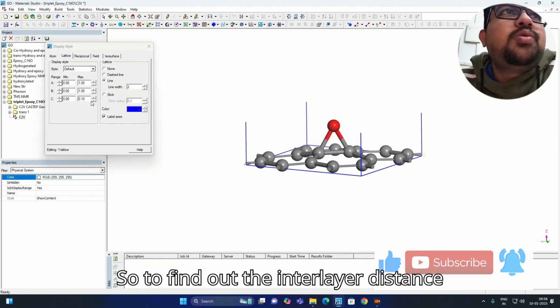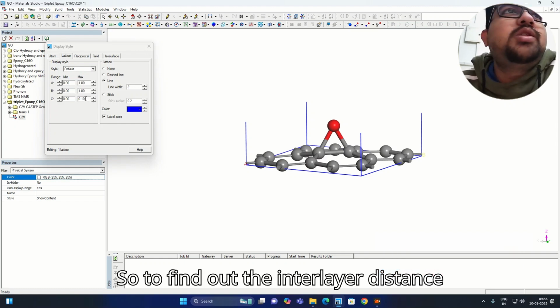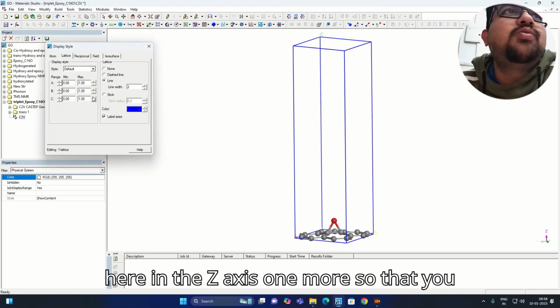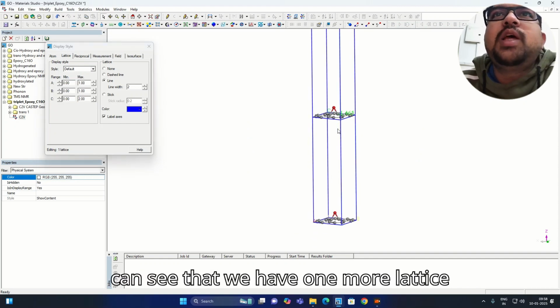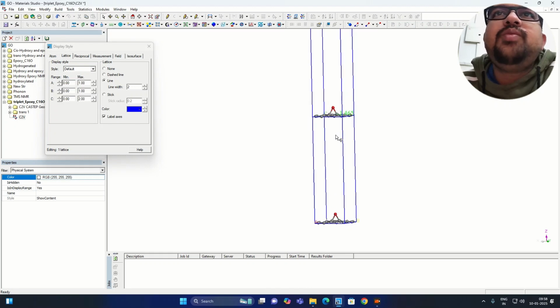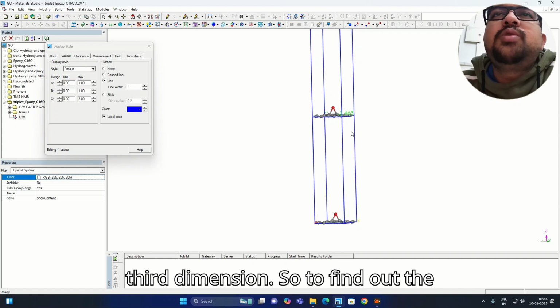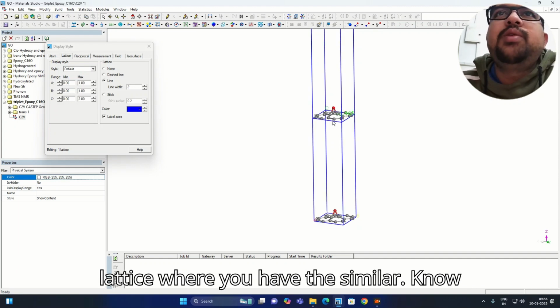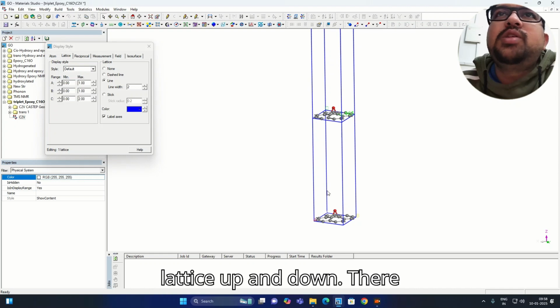Okay. So to find out the interlayer distance, first we will increase one unit here in the z-axis, one more, so that you can see that we have one more lattice here, right, in the third dimension. So to find out the interlayer distance in this kind of lattice where you have the similar lattice up and down, there are two ways.